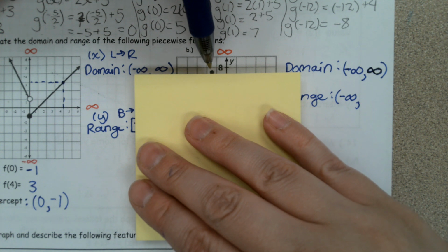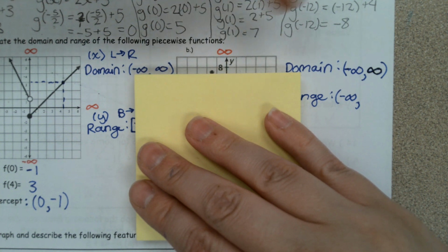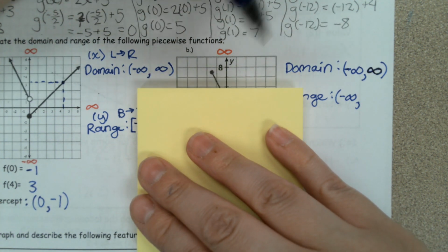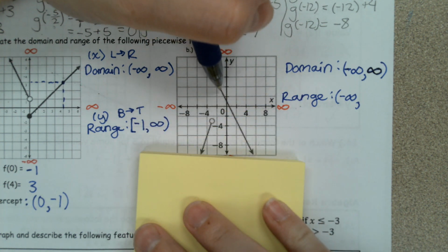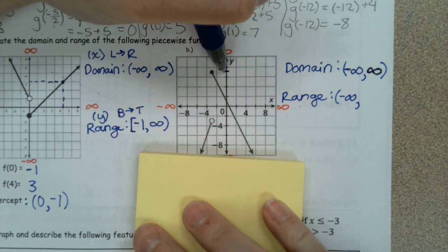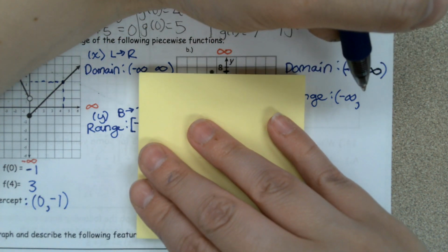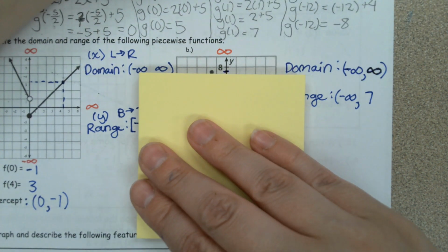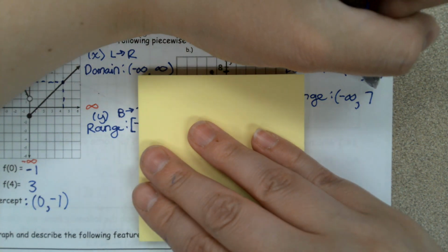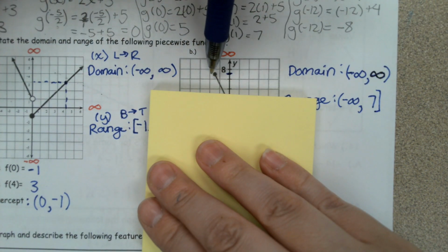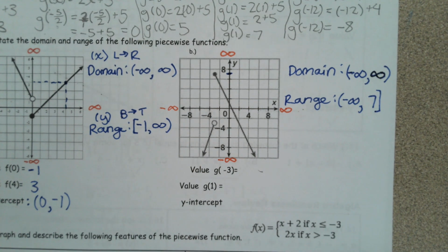This point is the top of the graph. After that, the graph is done. It does not go up any further. So this point is at 7. This is 7 on the graph. And that's for the y-axis, what we're looking at specifically. It goes up to 7, and we put a bracket around it since it is a solid point. So there's my domain and range.